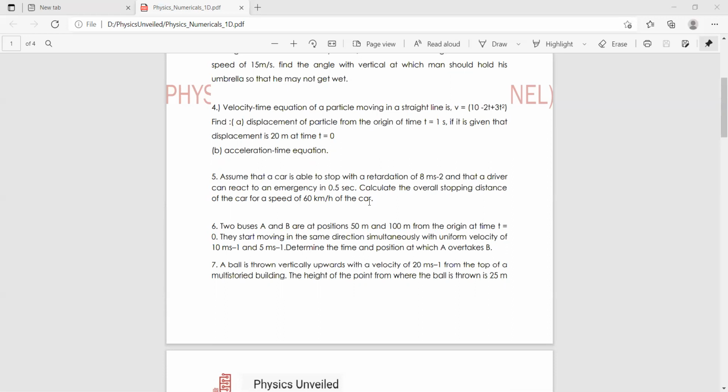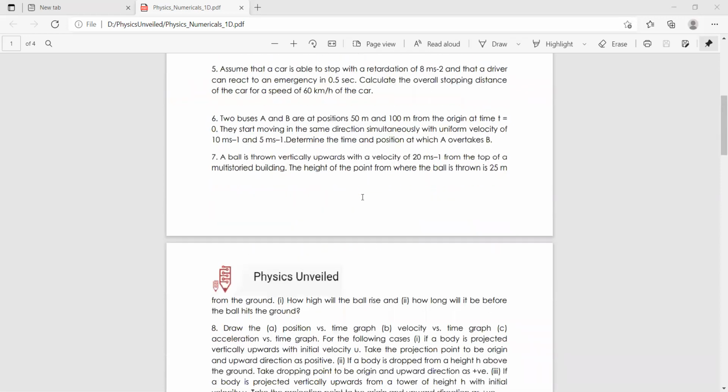You have to just find out the time at which they will be overtaking each other. Seventh problem is very simple. The motion of gravity is again a constant acceleration motion.